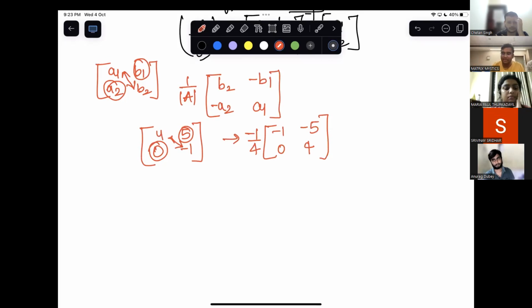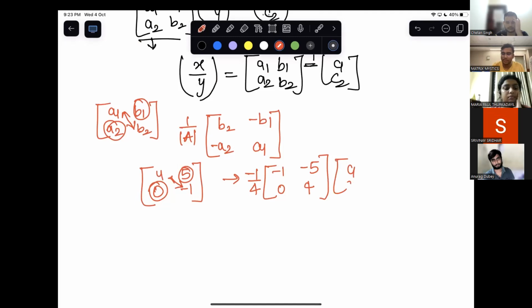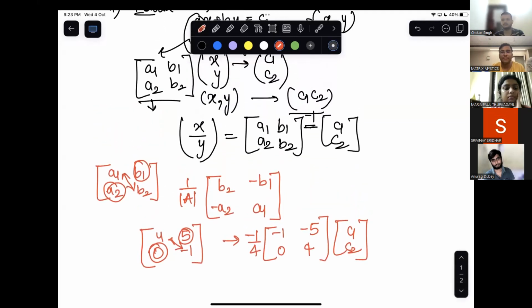Thereby, multiply this with the column C1, C2, and you have the values of x and y, the pre-image of C1 and C2. So yeah, this is a very simple thing. If you have any doubt, you can speak right away or you can post in comments. Any doubt? Any sort of doubt?